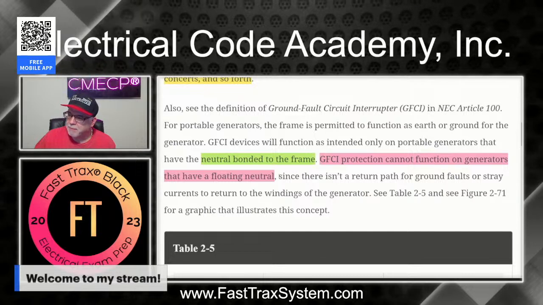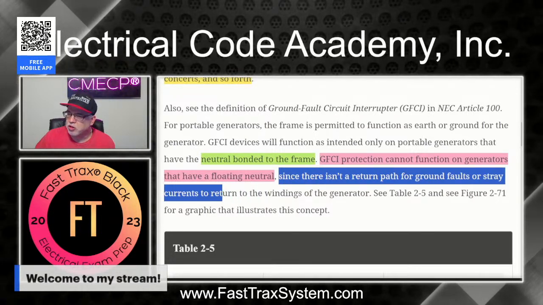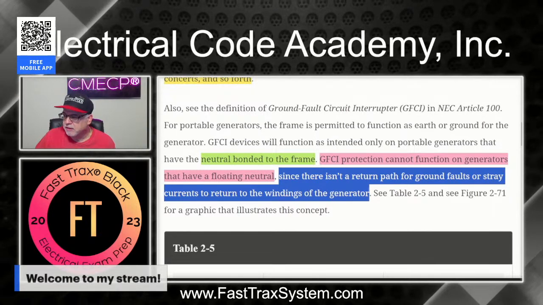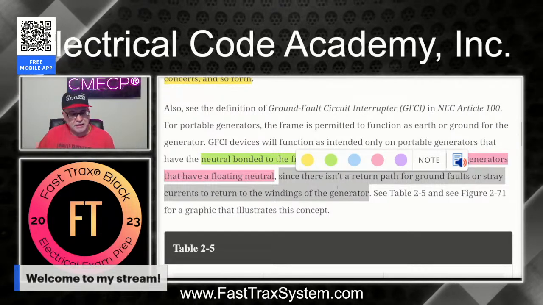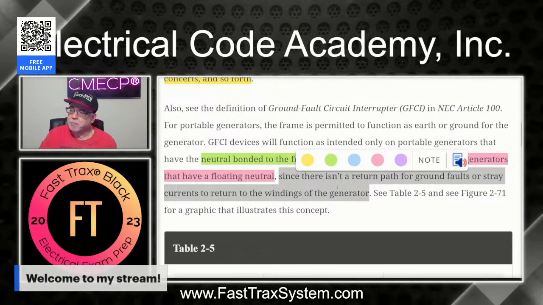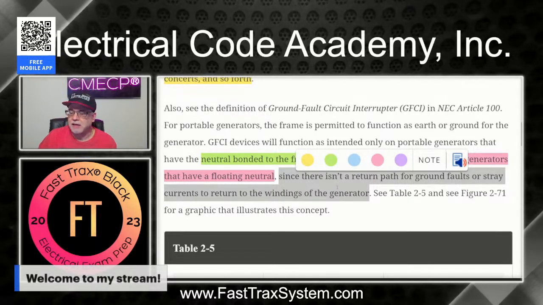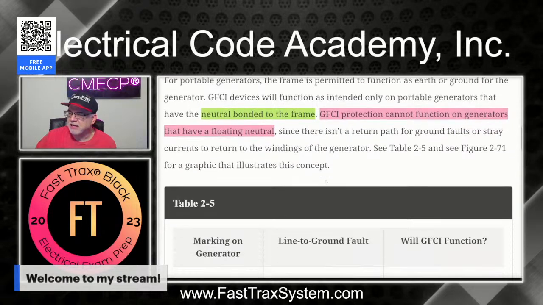Why? Because there isn't a return path for the ground fault or stray current to return to the windings, back to the source of the generator. It's basically just going to stop on the frame. And that means that it could stay energized. It's not going to clear anything. Now, somebody comes up and makes contact with it, provides that path. Again, that's where people get hurt. So, very important.